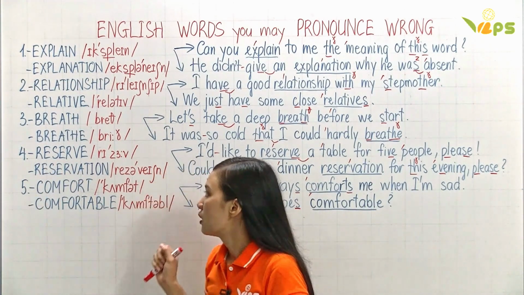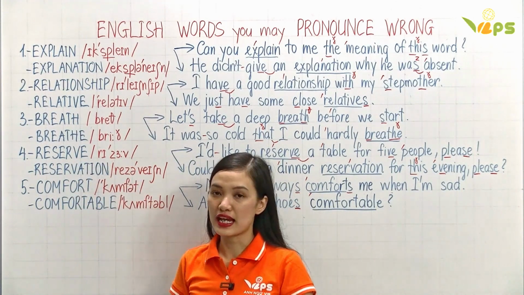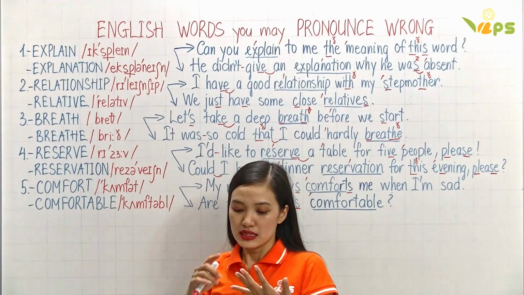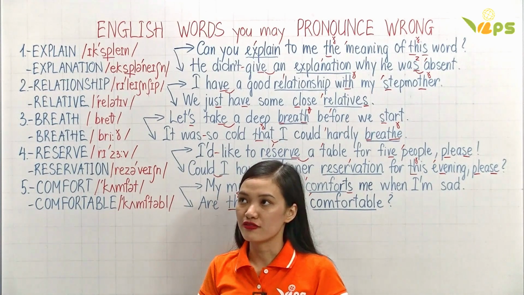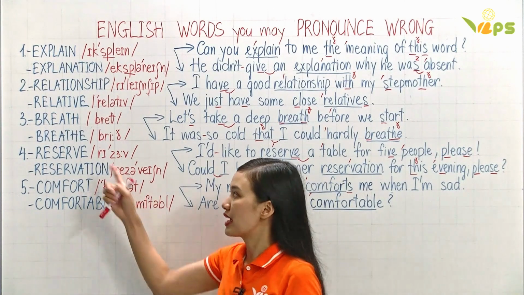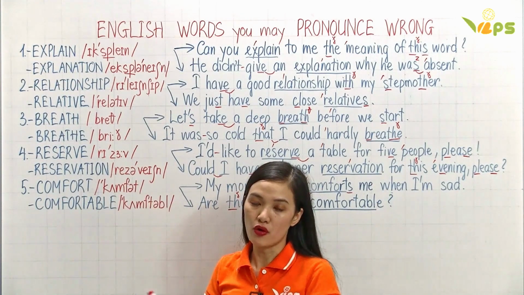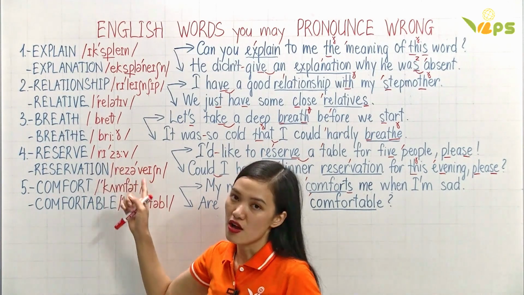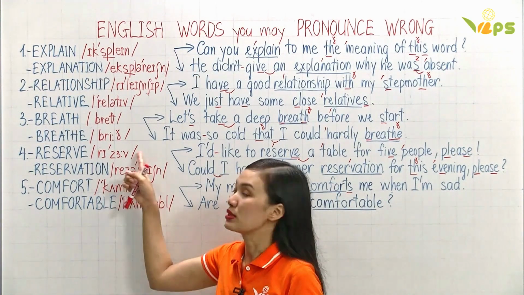Number 4, reserve. Reserve is the verb, just like book. If you want to reserve, you can reserve a table in a restaurant, a seat for a flight, or a room in a hotel. So you can reserve, you can call, or you can ask for that room or the seat or the table. Reserve, just like book a tour, book a room, book a table. Reserve.